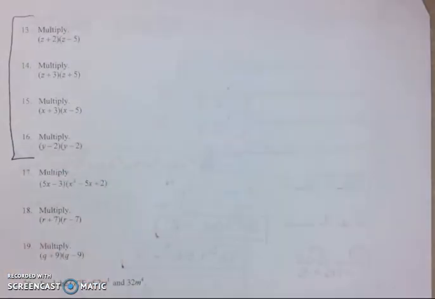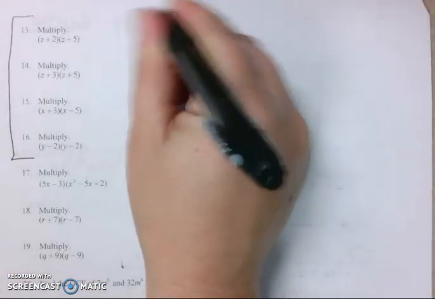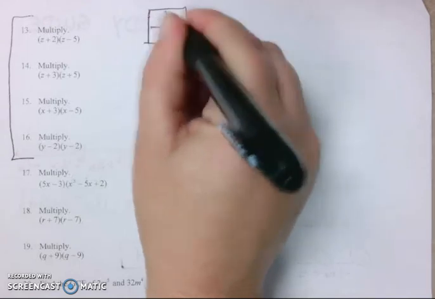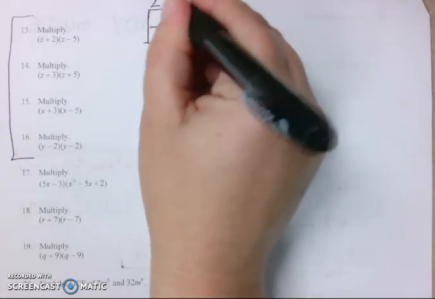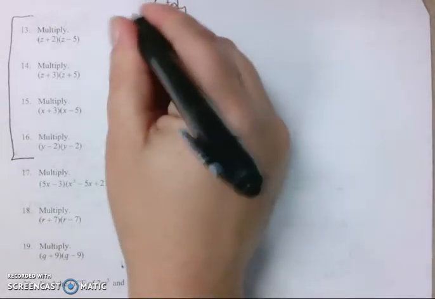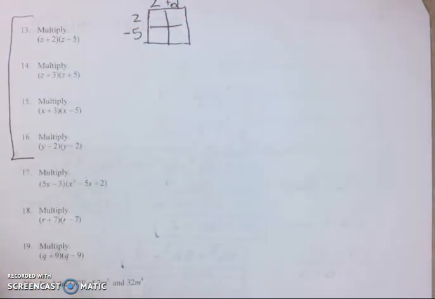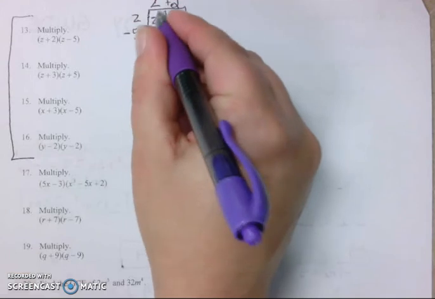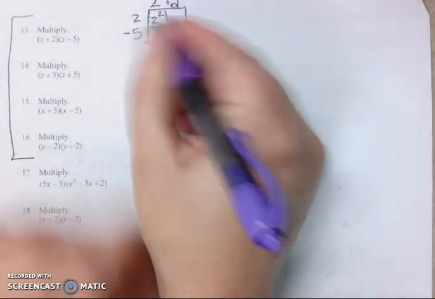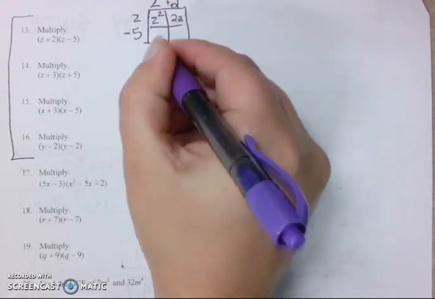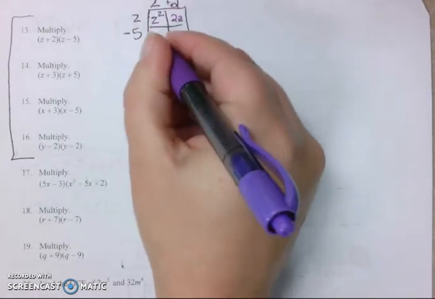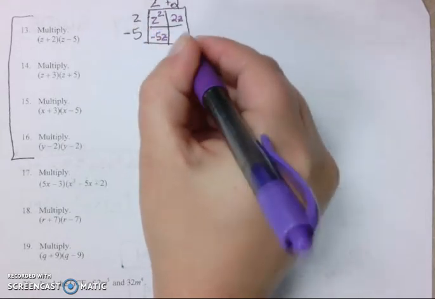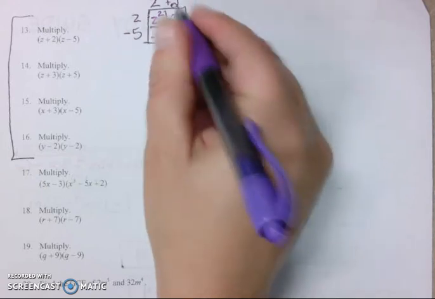Alright, so we're doing 2 by 2 boxes for 13 through 16. Those are all 2 by 2s. So it's all the same process. z, positive 2, and z, negative 5. z times z gives you z squared here. Here you take 2 times z to get 2z. Here you take negative 5 times z, negative 5z. And for this box, negative 5 times 2 is negative 10.